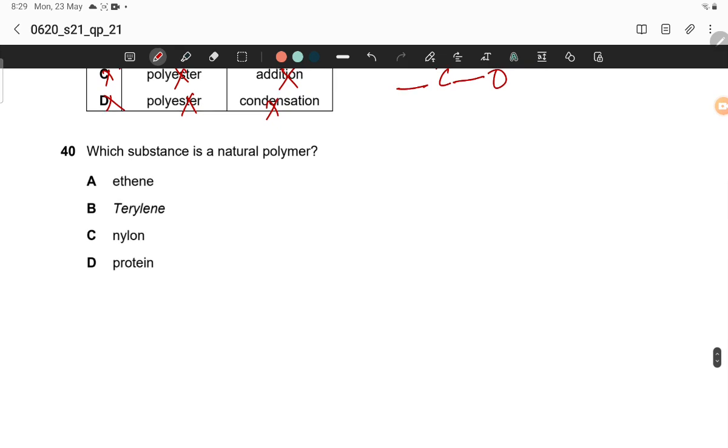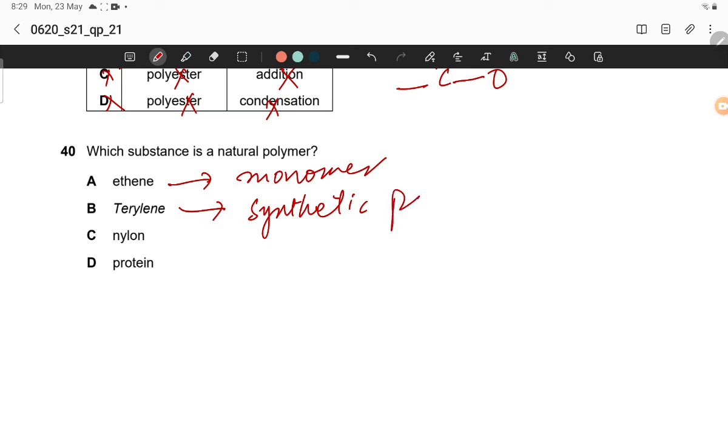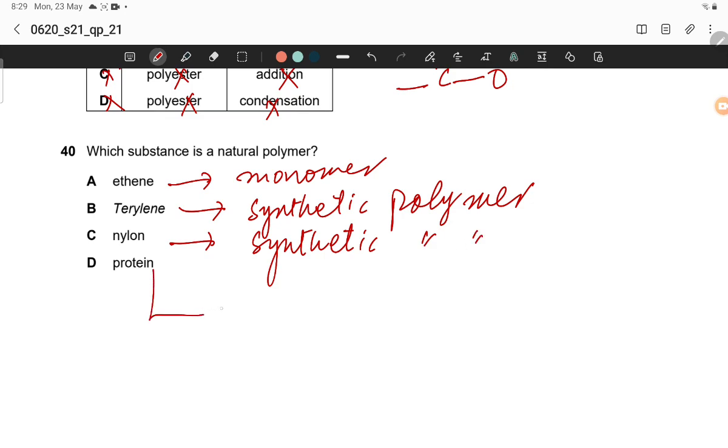Question 40. Which substance is a natural polymer? Ethene is a monomer. Terylene is a synthetic polymer. Nylon is also synthetic, and protein is a natural polymer. So option D is correct.